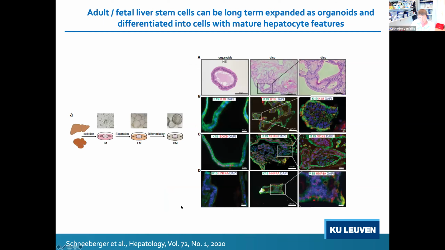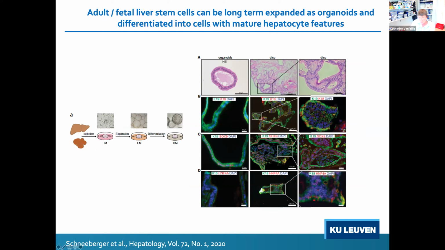The group from Utrecht obviously has spearheaded organoid cultures. What they show is that you can indeed isolate stem cells from the liver and expand them. In this particular case, this was done in spinner flasks to make very large numbers of these cells, and then allow them to differentiate either spontaneously or by putting them on a disk of extracellular matrix of the liver.